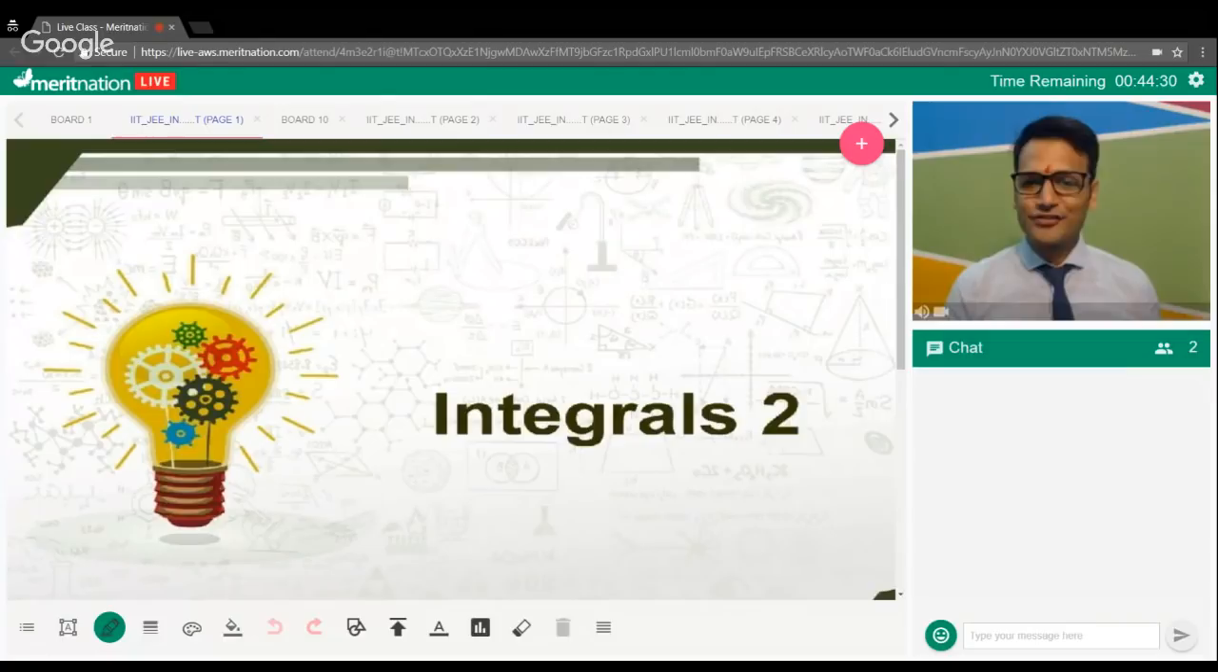Now this is the second session of integration, right? And today what we're going to be talking about is definite integration. In the last session we talked about indefinite integration. In this session we'll talk about definite integration.